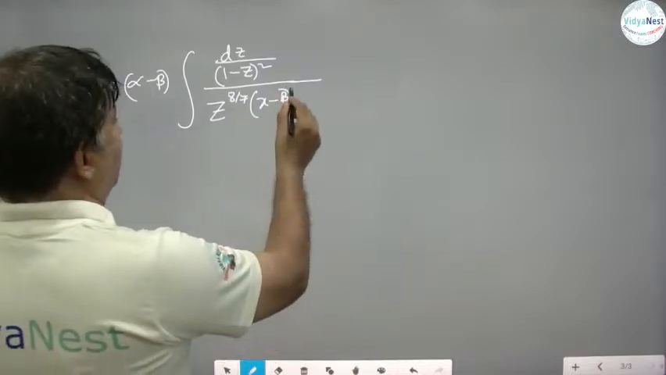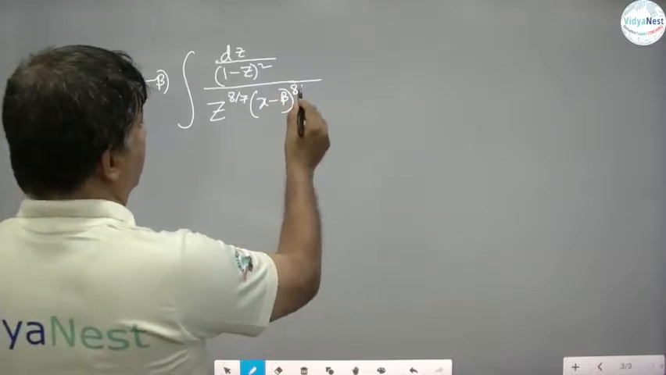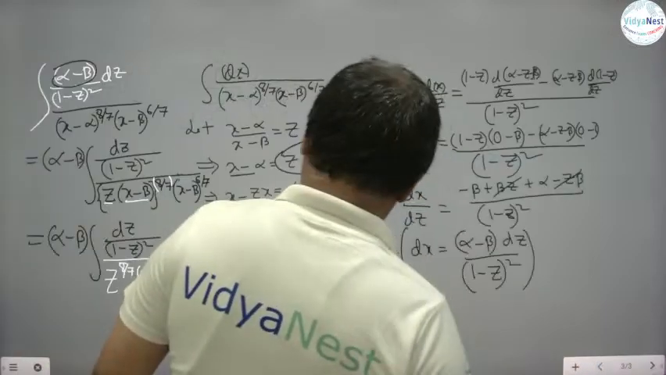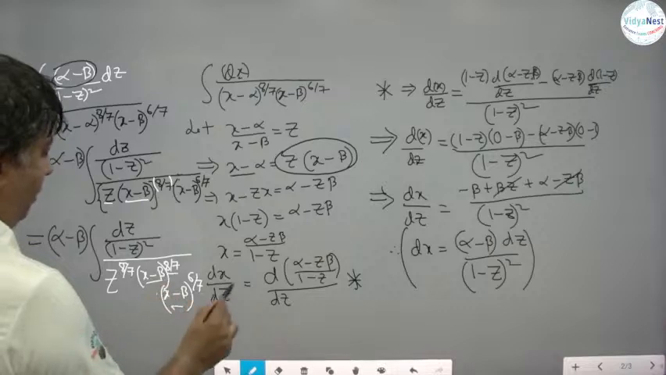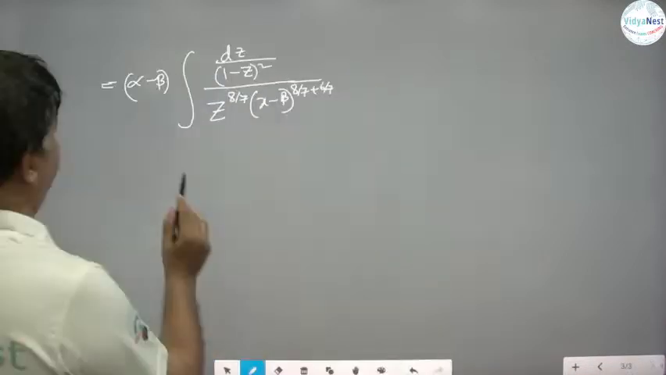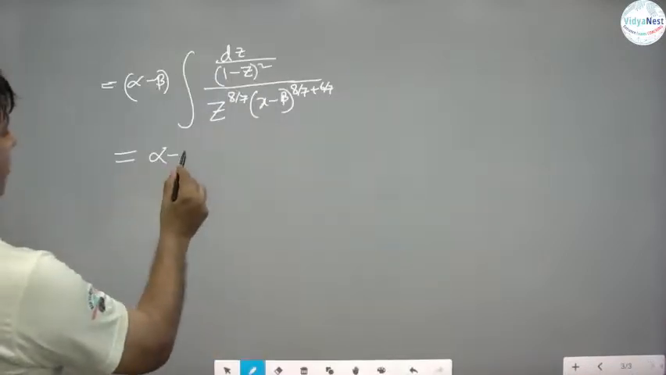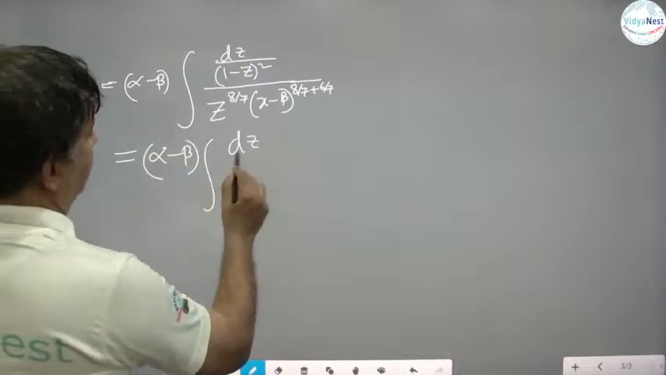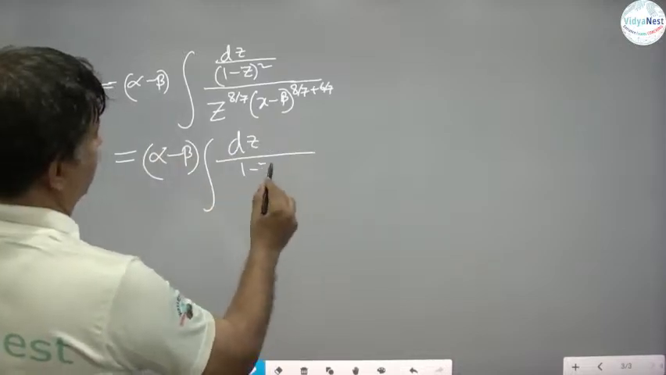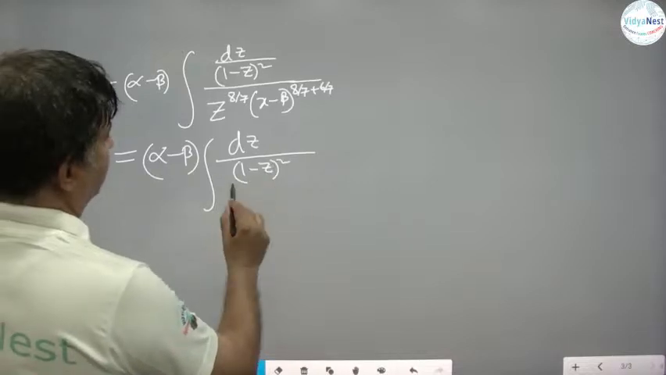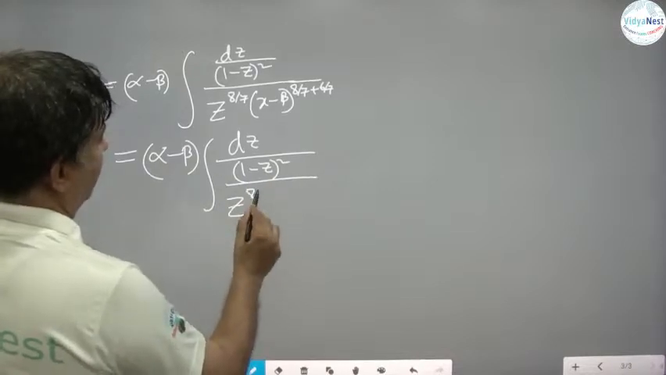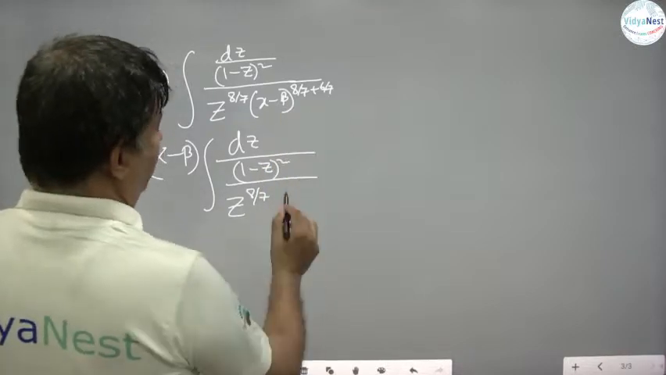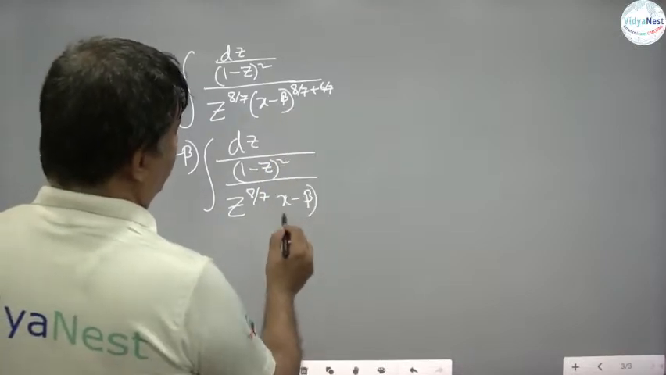X minus 8 by 7 plus 6 by 7. You see, base same, power different, power is added. Okay. So, it is 1 minus z whole square, z to the power 8 by 7. See, 14 by 7 x minus beta whole square.